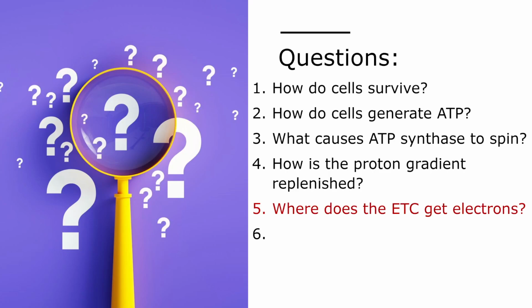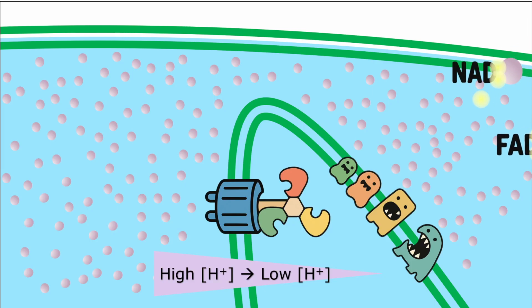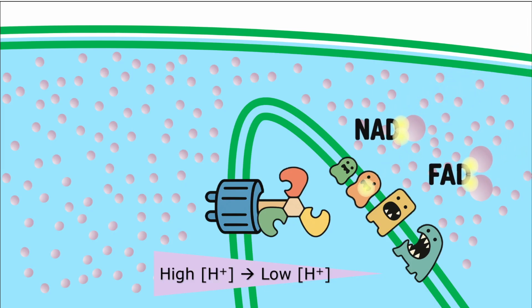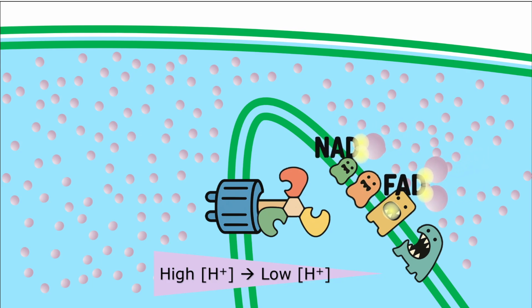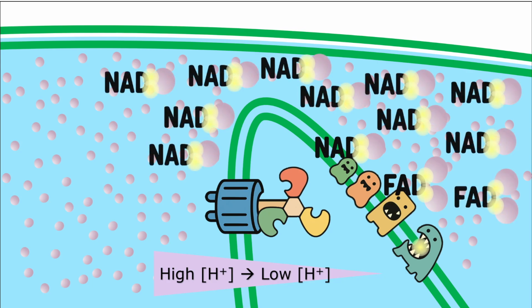Question 5. Where does the electron transport chain get electrons? 2 main carriers, NADH and FADH2, donate electrons. NADH gets extra attention because it donates earlier in the chain, so it drives more proton pumping, and about 5 times as much NADH is produced as FADH2.